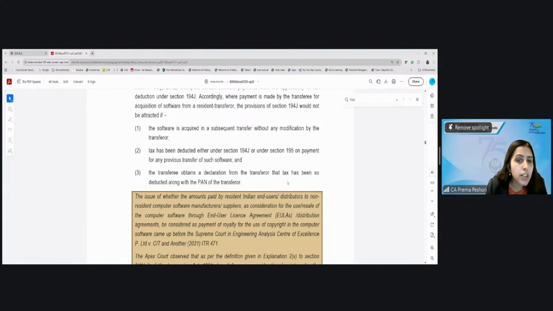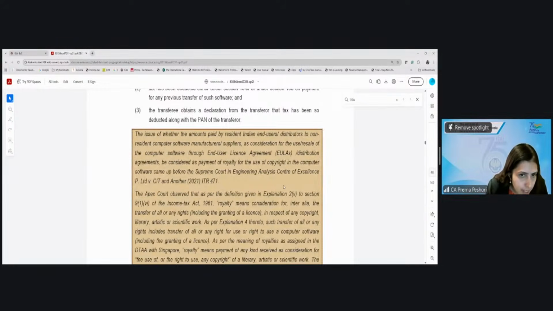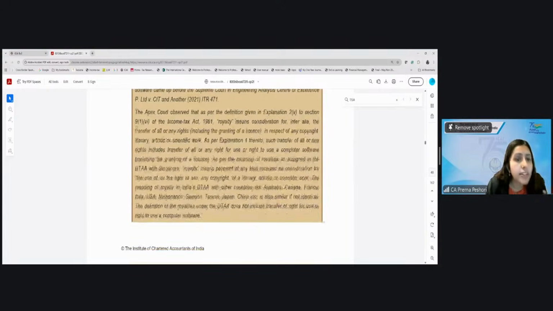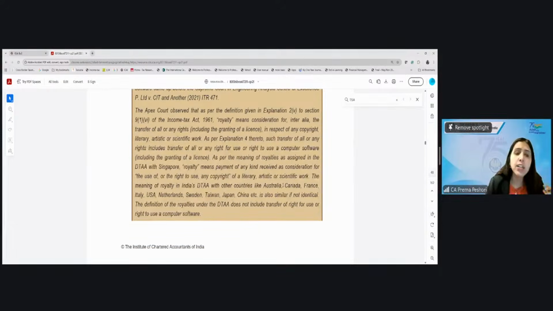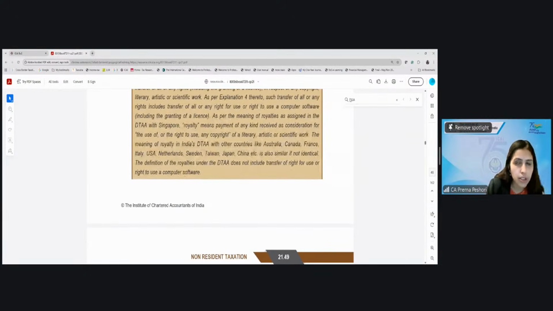But the Supreme Court in the Engineering Analysis Center of Excellence case has held that under the tax treaty, where the right to modification of software is not given, it will not be considered as royalty. Under the Act, it is a royalty because the definition under the Act specifically says right to use a computer software is royalty. But under the tax treaty, this will not be royalty.